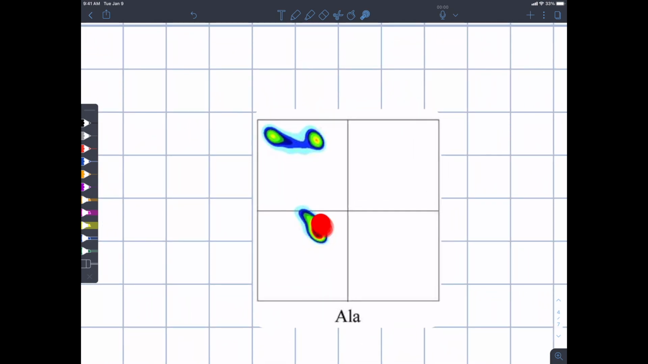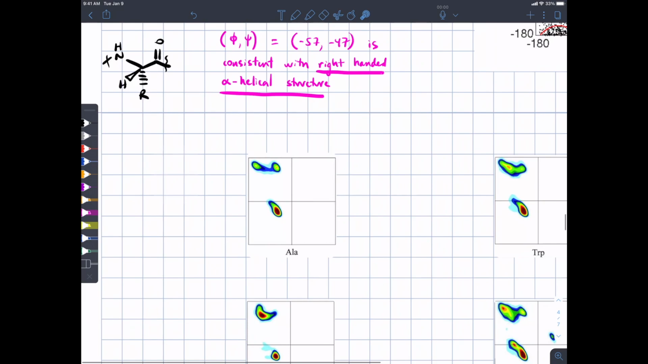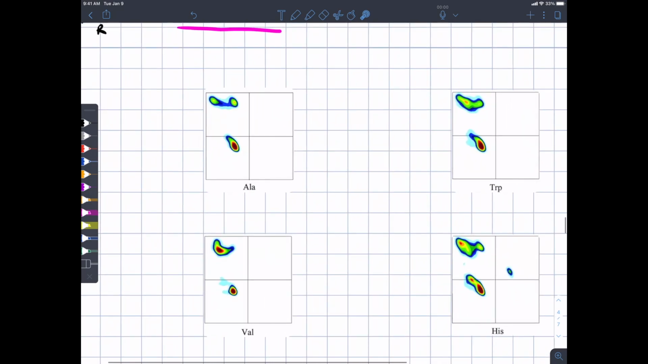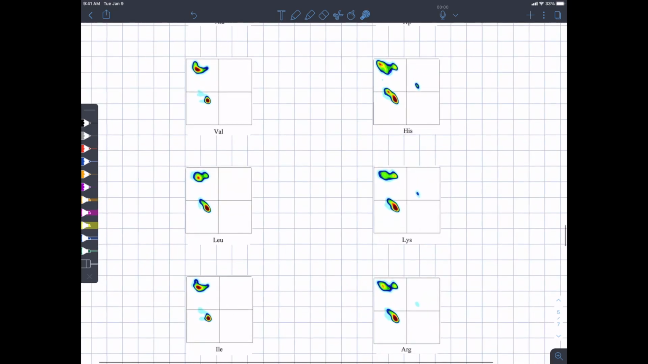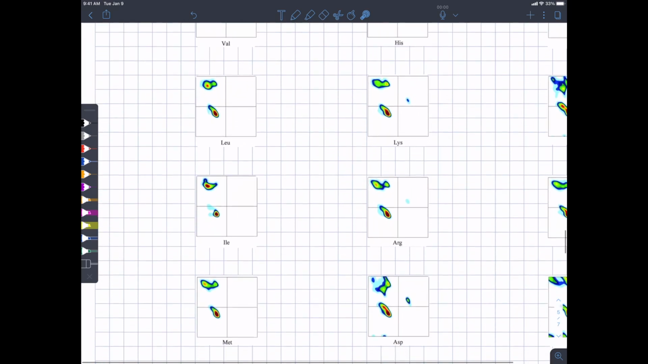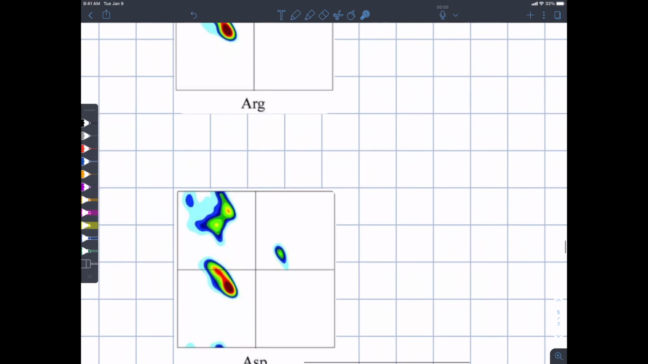Alanine is comfortable in alpha helices, like a lot. Another way of saying that is the amino acid alanine, where the side chain is just a methyl group, has a high helix propensity. It's also okay in beta sheets and in polyproline helices. There are some that are kind of weird. You can do this for all the amino acids.